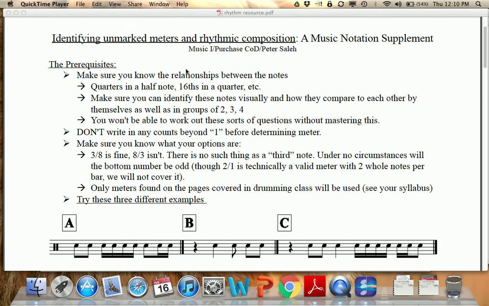Hi everybody. Wanted to give you a little hand in the meter identification portion of the exams. I know sometimes people get a little hung up on this, and I figured it was worth giving you a little extra information. It's never that huge of a portion on the exams, but for those of you who really want to nail it, this is for you.